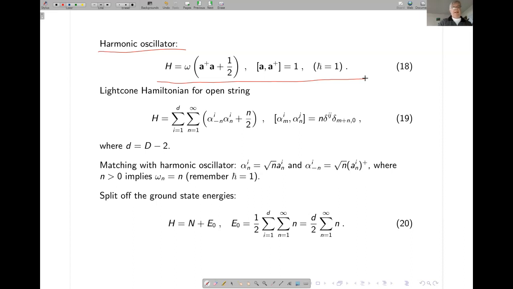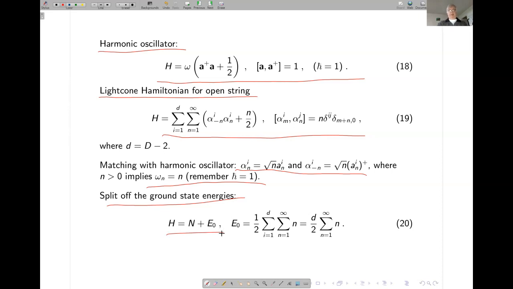a. The light cone Hamiltonian for an open string is an infinite sum over such harmonic oscillators, which we can make explicit by scaling out an appropriate factor of square root of n. Then we see that these are harmonic oscillators where the frequencies are integer valued if you set h bar equal to 1. And of course, apart from the sum over all different frequencies, there is a sum over all the transverse dimensions. Now, if we take this Hamiltonian and split off the ground state energies, then the normal ordered part is a number operator restricted to transverse excitations.